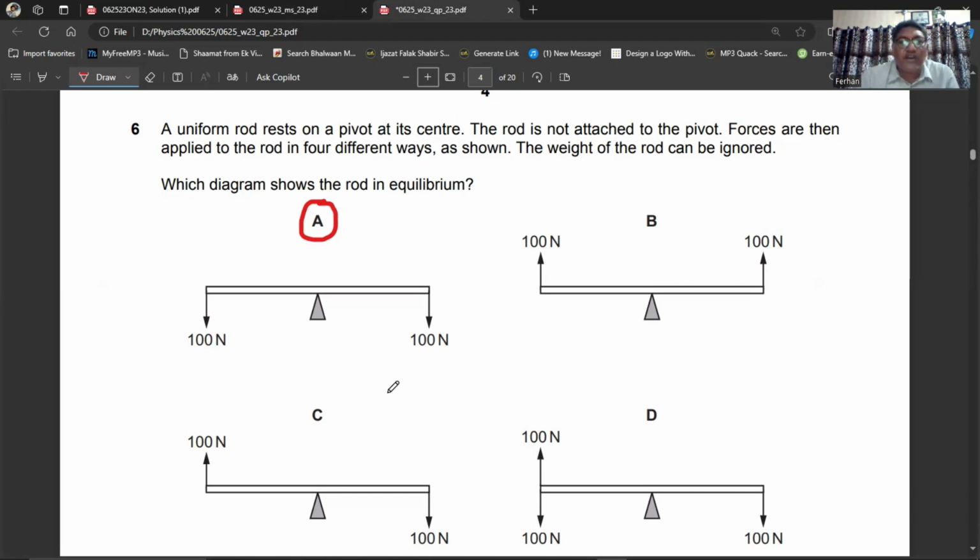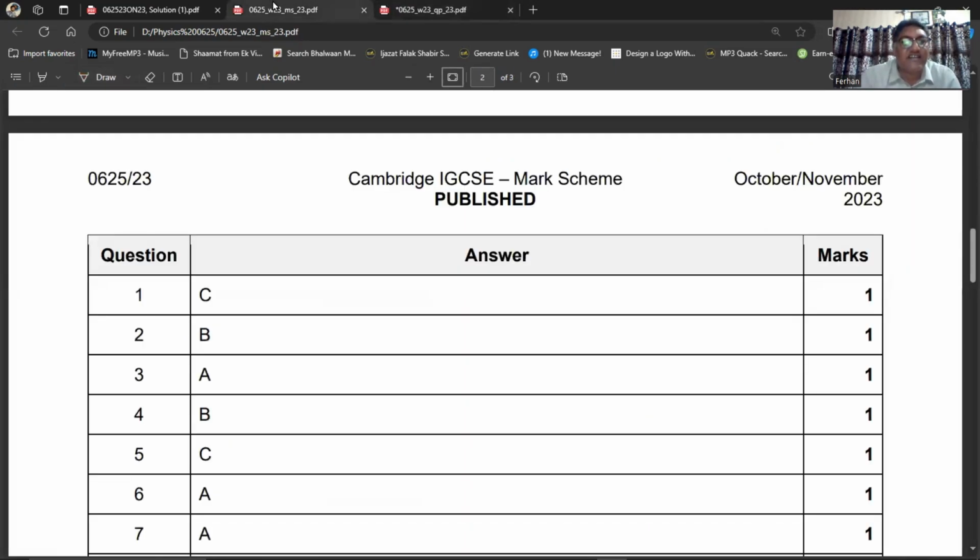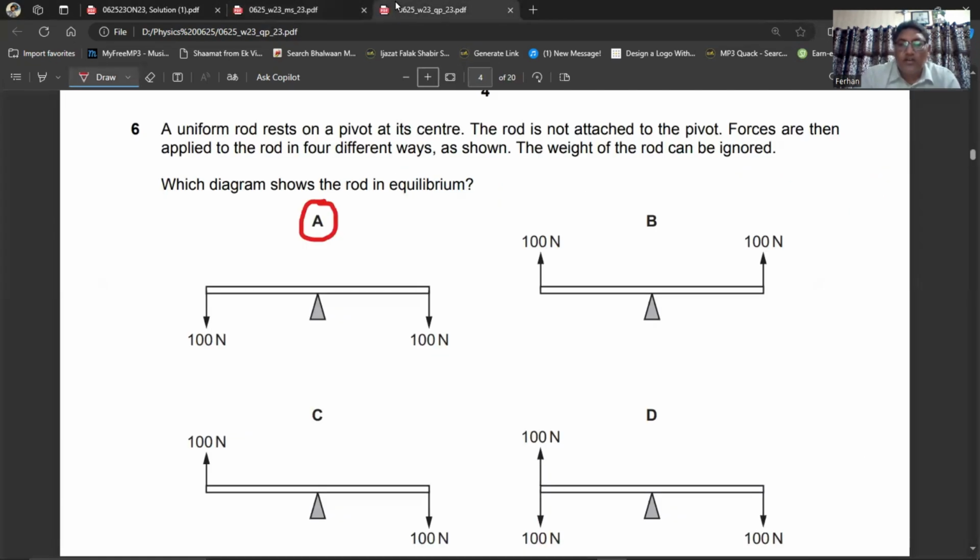This is producing clockwise. This is also producing clockwise. So this is not in equilibrium. Clockwise, anti-clockwise, but this is not balanced. This is clockwise, this clockwise and this anti-clockwise. This is trying to produce a clockwise moment. This is trying to produce an anti-clockwise moment. Both the forces are same. Their distance from the pivot is same. So they will cancel each other. But this force is producing a clockwise moment, which is not balanced. So this is not in equilibrium. So I think question number 6, A is the answer. Question number 6, A is the right answer, sir.